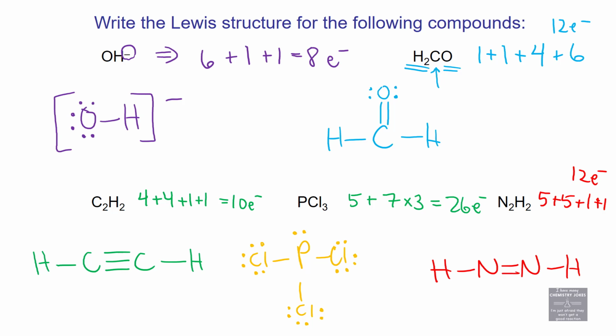My octets aren't full. Nitrogen only has 6 electrons around it. If you count the bonds, it's 2, 4, 6 electrons around the nitrogen. Adding a lone pair, 8. 2, 4, 6, 8. Now, each of the nitrogens has a full octet. 2, 4, 6, 8. 2, 4, 6, 8. And overall, we've used 2, 4, 6, 8, 10, 12 electrons.